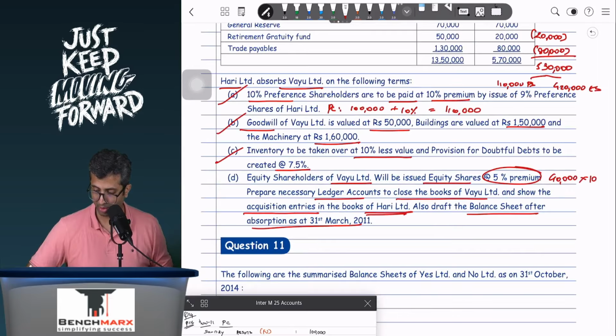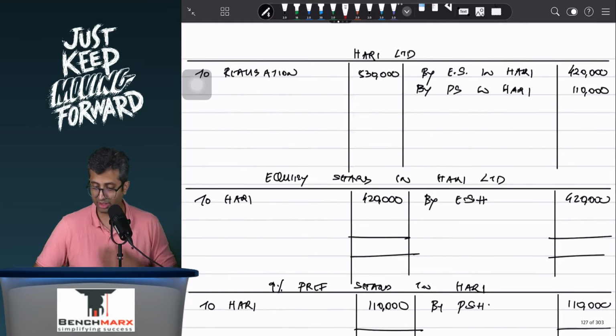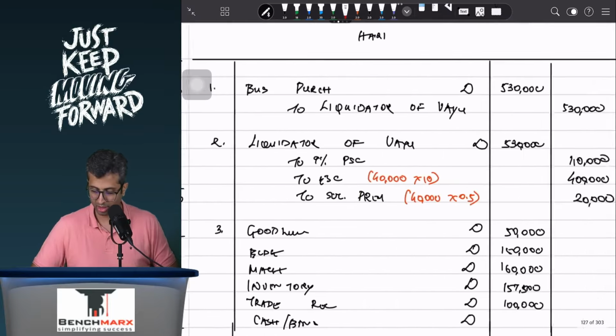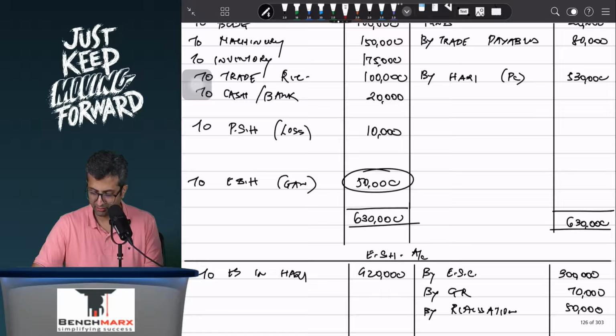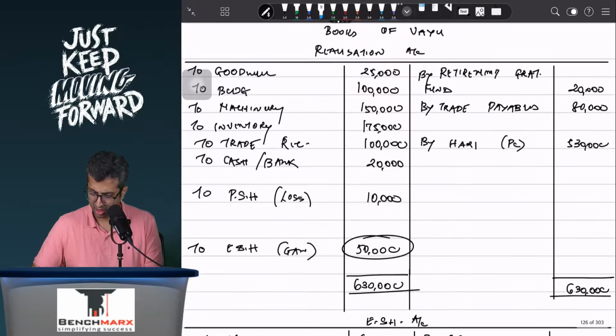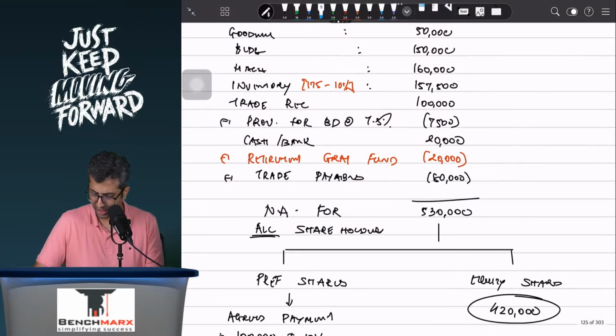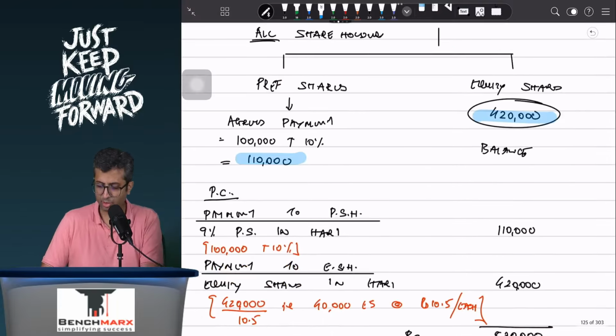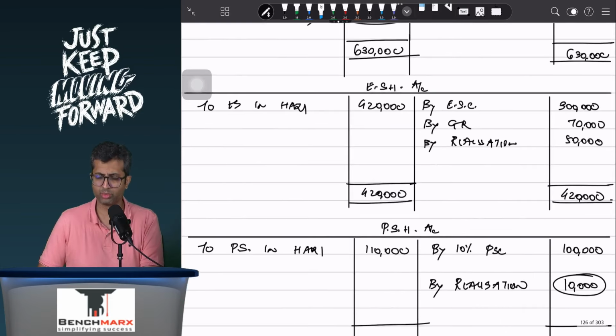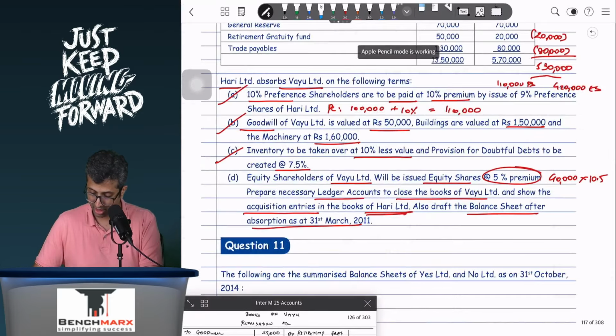40,000 into 10.5. So you see some of the questions involving net assets, some of the questions involving net payments. So when I look at this particular question, 5,30,000 after all said and done, out of which 1,10,000 is preference, remaining is equity, and payment to the preference shareholders is 1,10,000 and equity shareholders is 40,000 shares of rupees 10.5 each. Now what is the question asking you? They are asking you to prepare ledger accounts to close the books of Value.